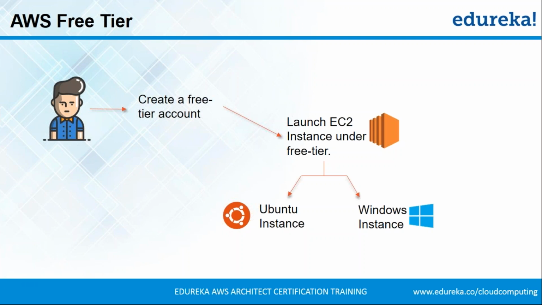In these EC2 instances, we'll be launching two kinds of operating systems. We'll be launching a Windows operating system and we'll be launching an Ubuntu operating system. Why the two? Because the way you connect to the EC2 instances in the case of these two operating systems is different. So you should know both the ways, and hence we are going to launch both these instances.